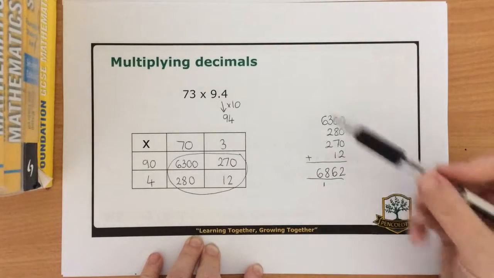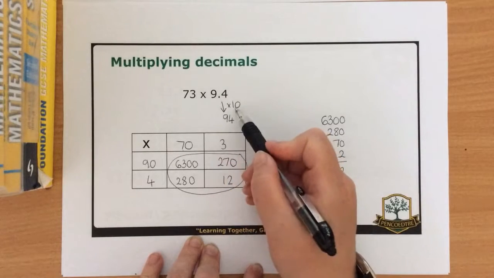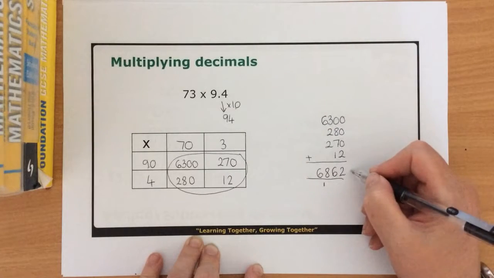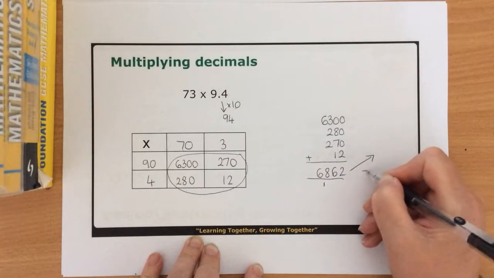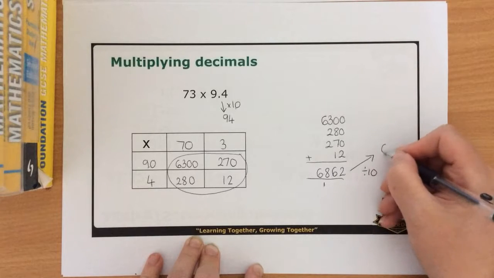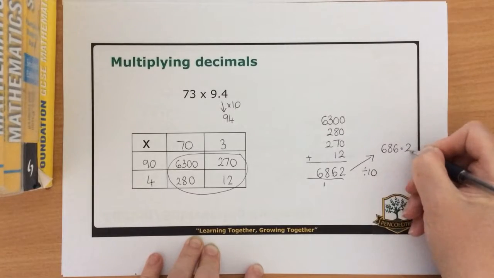But we don't want 94. We actually wanted 9.4. So this times by 10 has now got to go back. So instead of times by 10, I now need to divide by 10. So my final answer will be 686.2.